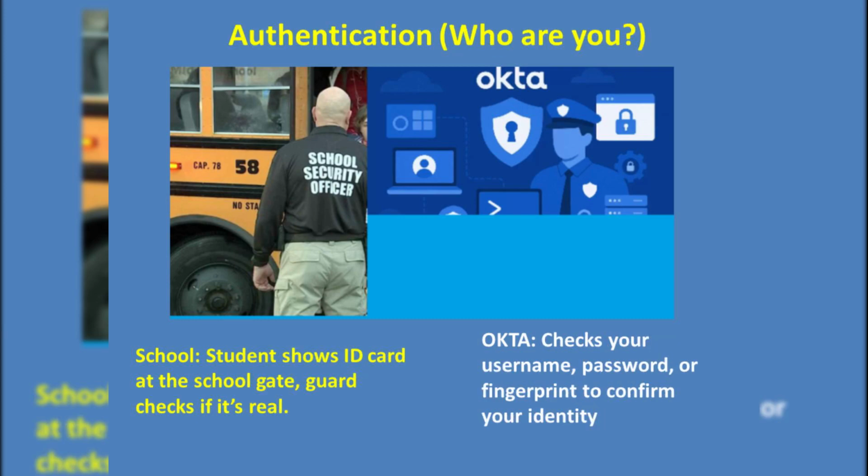When you enter school, you show your ID card. The guard checks if it's really you. That's authentication. In OKTA, this is like typing your username and password or using your fingerprint so the system knows you are who you say you are.